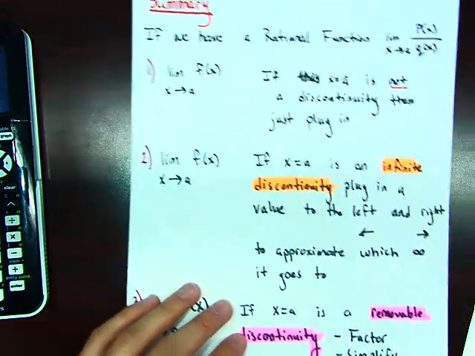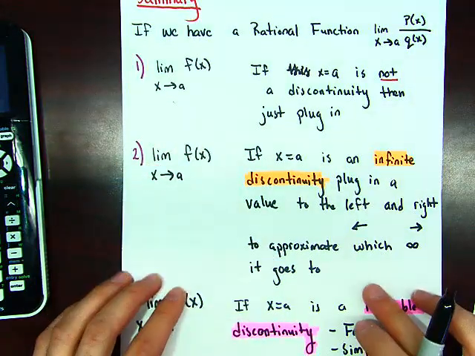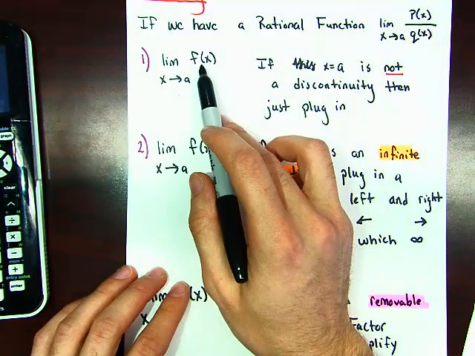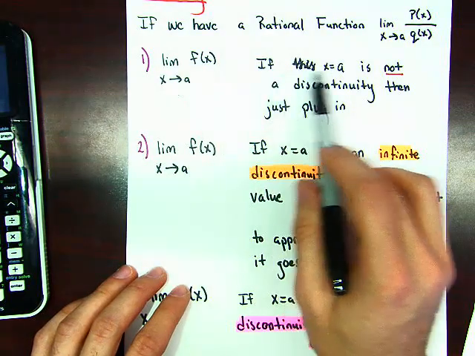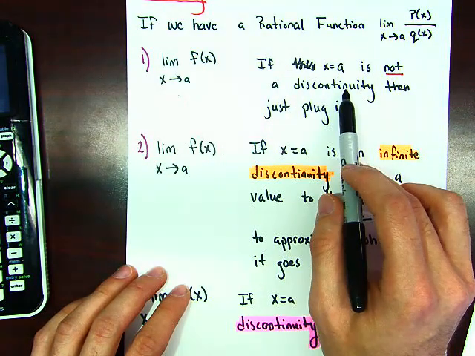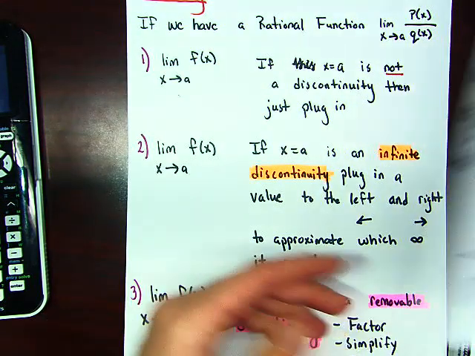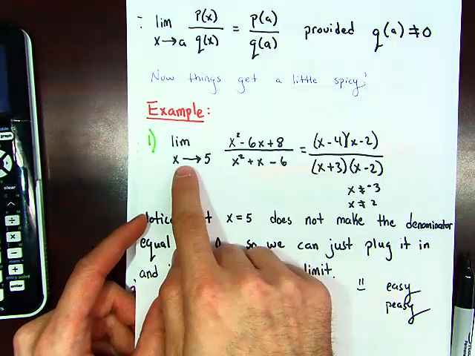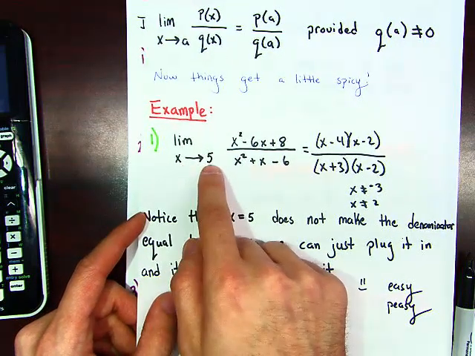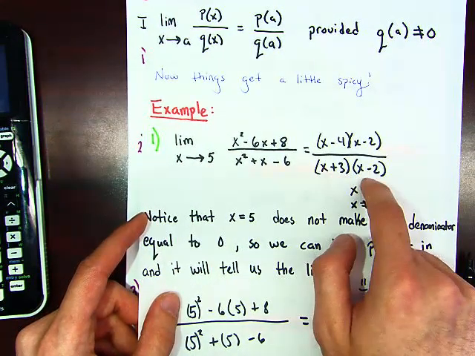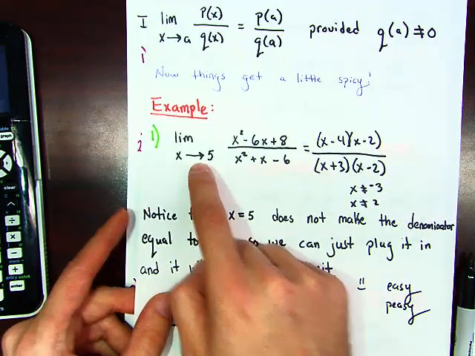Okay? Here, this is the summary we have. If the limit of f of x as x approaches a, if x equals a is not a discontinuity, then just plug it in. And which example am I talking about? It was the first one. Here, as x approaches 5, this doesn't make the denominator 0. So you're allowed to just plug it in.